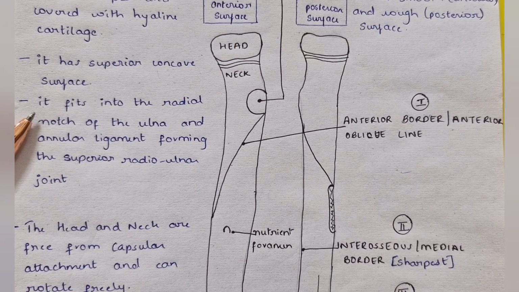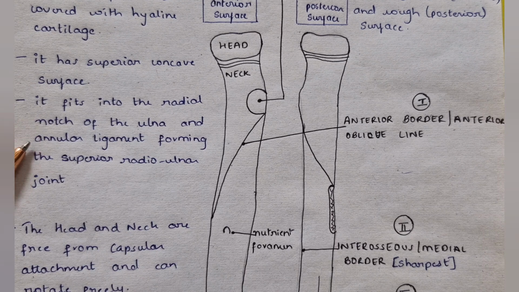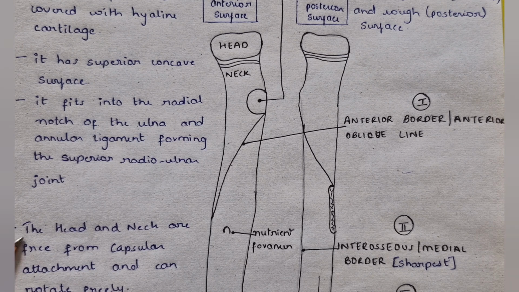The head fits into the radial notch of the ulna and the annular ligament, forming the superior radio-ulnar joint. The head and the neck are free from the capsular attachment and can rotate freely.